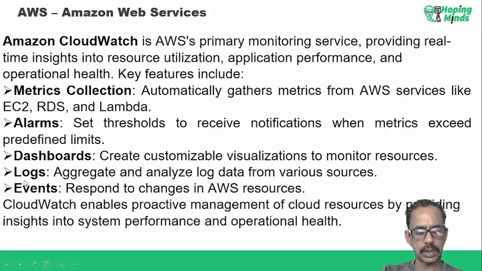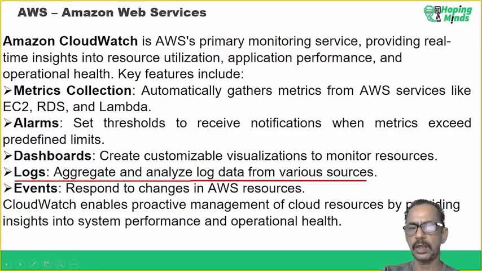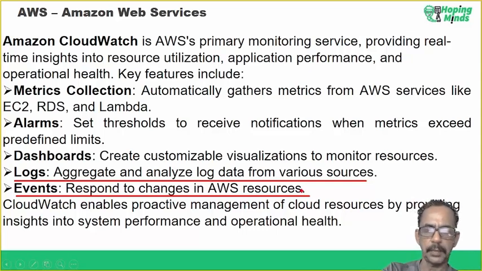We can also set up the log here, to aggregate and analyze the log data from various sources. Then we can set an event in response to a change in the AWS resource. For example, it can be a scenario where any of the EC2 servers or any resource goes down, and it responds to the change. If the CPU utilization goes more than 50%, I'm coming back to that topic again, to that example.